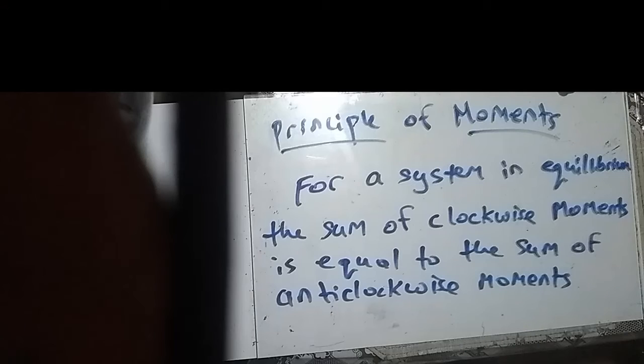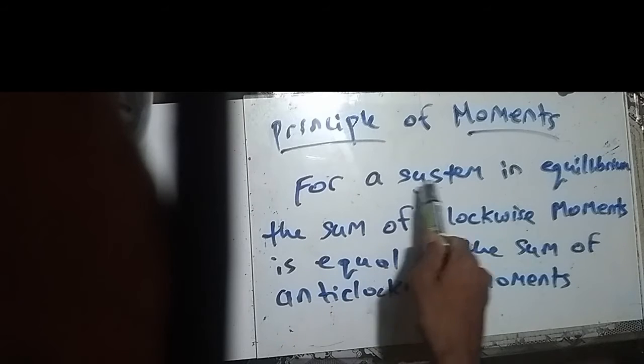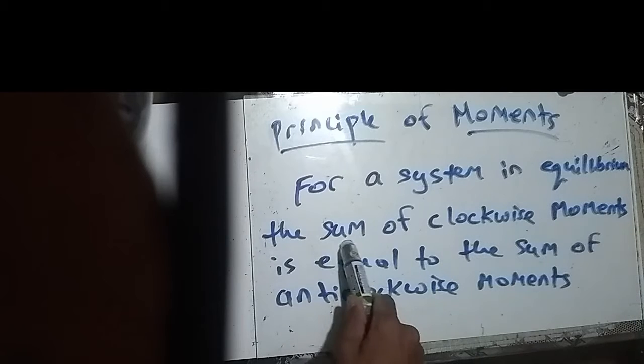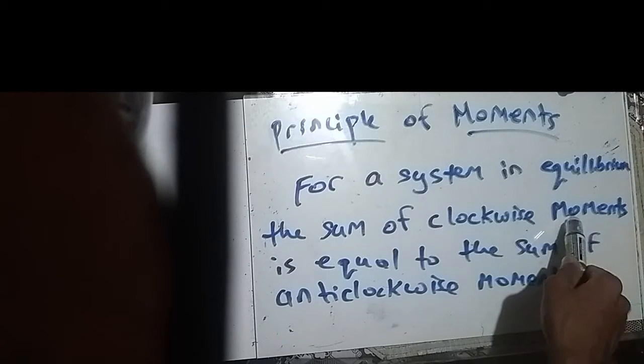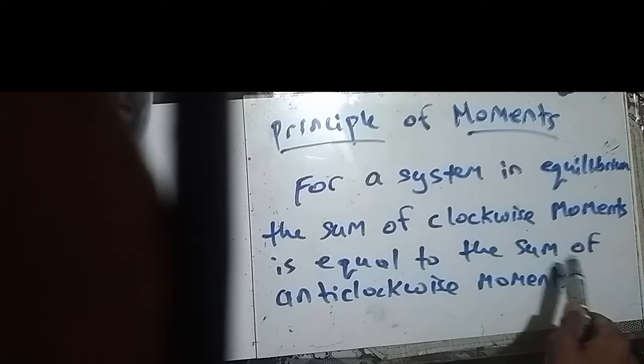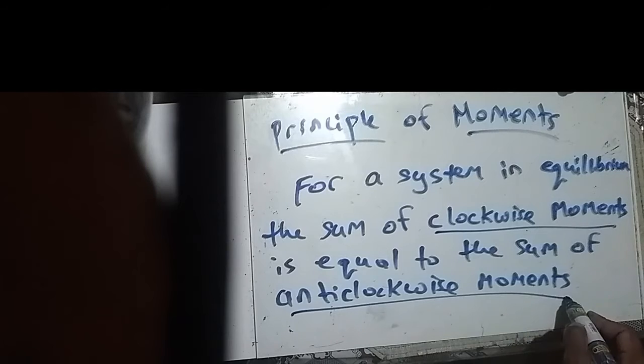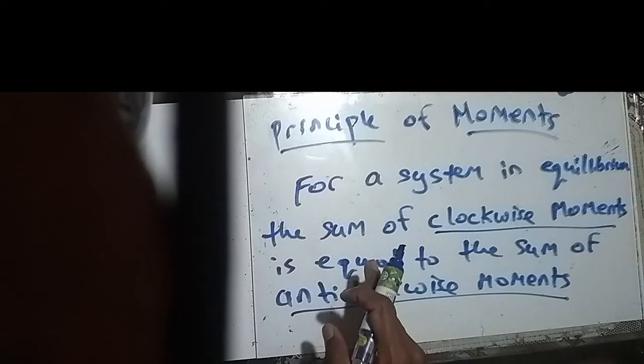Got me? Right. So let us now look at something called the principle of moments. And this is something that you must memorize. You have to memorize it and you have to appreciate it. Now, this principle states the following. For a system in equilibrium, or for a system that is balanced, the sum of clockwise moments is equal to the sum of anti-clockwise moments. Sounds big and bad, not true? But it is not big and bad. Clockwise moments is equal to anti-clockwise moments. That is the principle of moments.